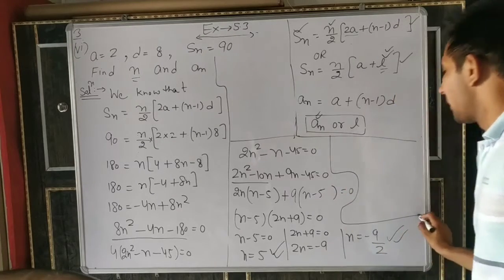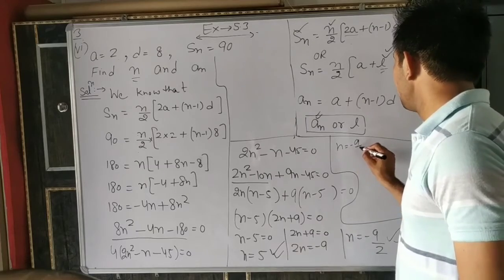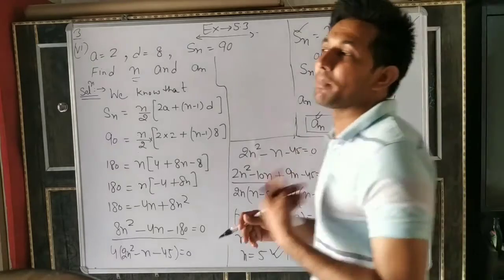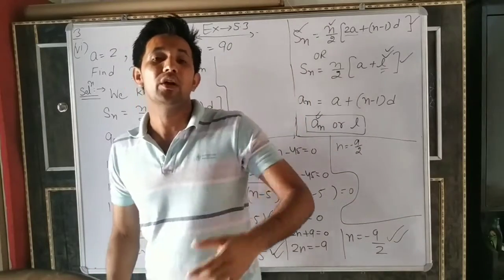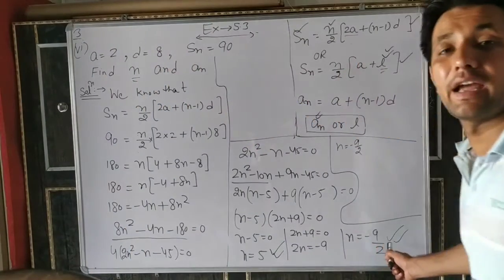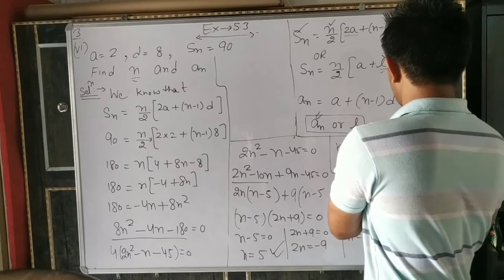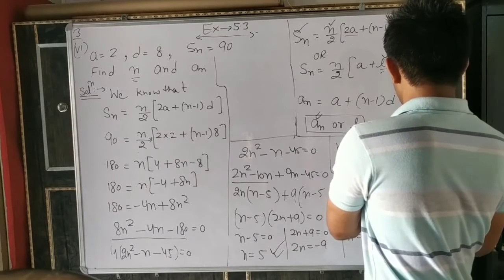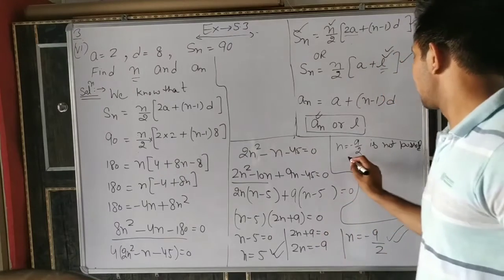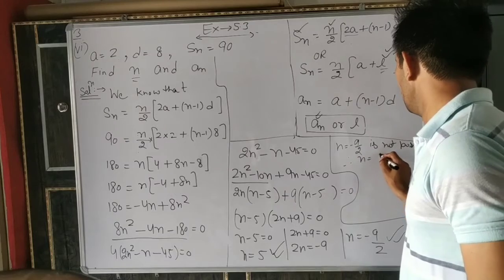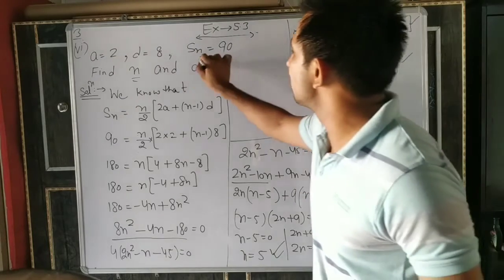Understand here? But n means the number of terms. The number of terms may be 1, 2, 3, 4, 5. This never comes in negative or fraction. Therefore n equal to minus 9 upon 2 is not possible. Understand? So therefore n equals 5 here.